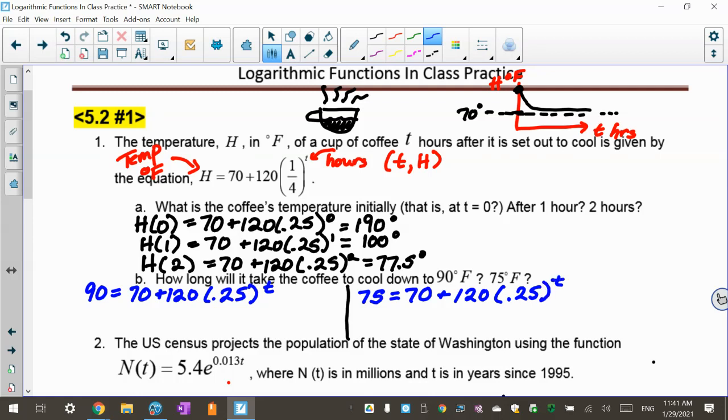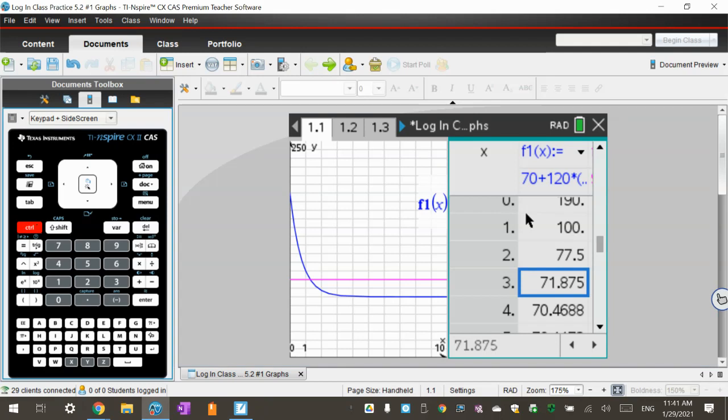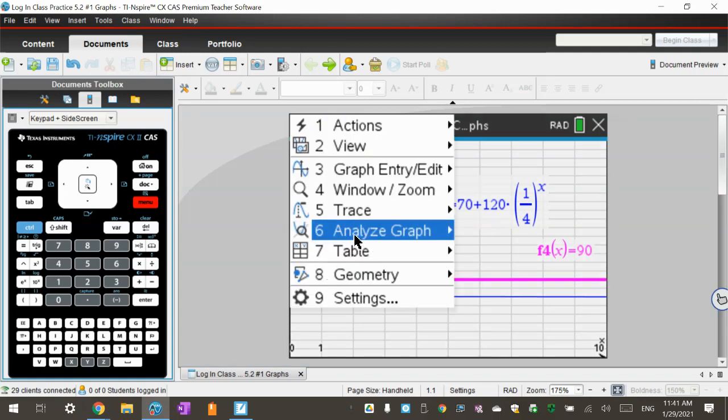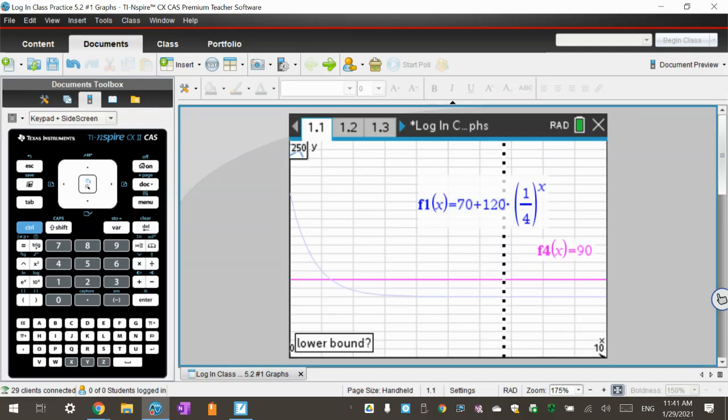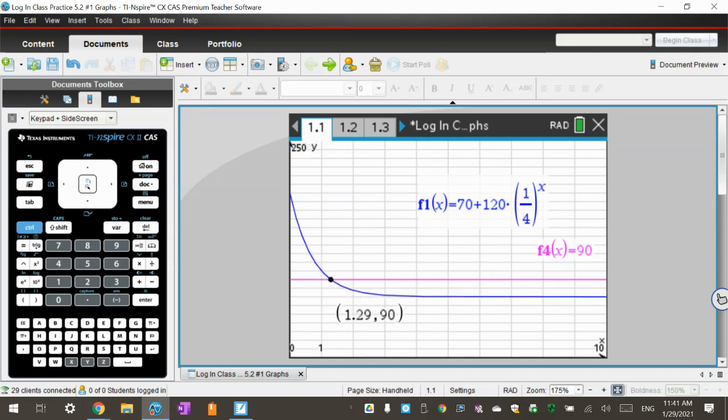Okay, so before, what I had you do was graph the left, graph the right, and see where it crosses. And as you can see on the graph I just showed you, I did do that. So let me get rid of the table. And right here it crosses. I graph the left and the right, and then I do my intersection. I analyze the graph, the intersection, to see how long it takes for that to happen. And I see it's 1.29 hours, it's 90 degrees. That's what I had you do when we did the exponential.